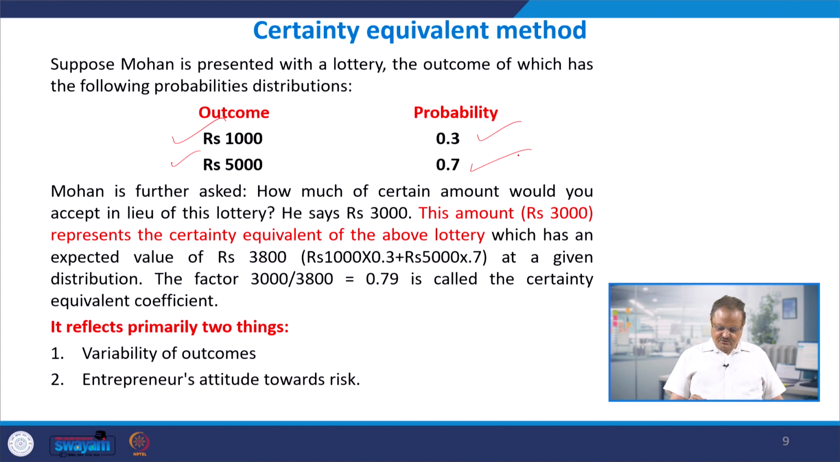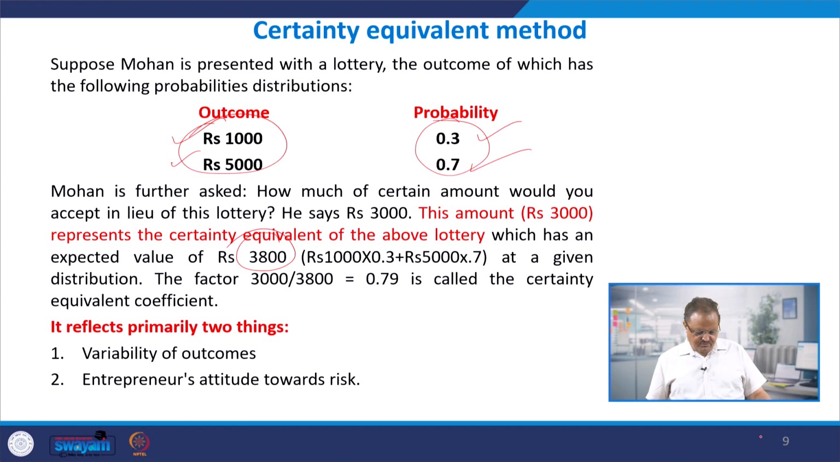So now if you work out the product of these two probabilities and these two values, this will come up as 3800 rupees, which is a probabilistic outcome, right? Which is not a certain outcome. But if you ask Mohan, for example, you forget this 3800 rupees for a moment.